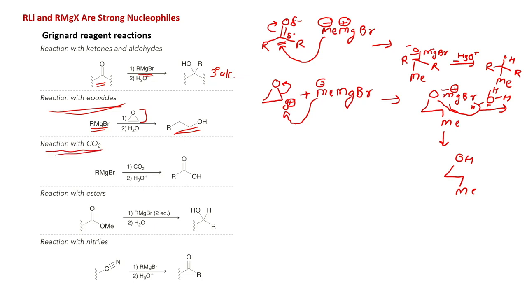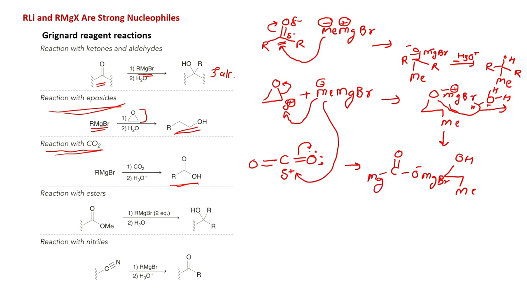When the reaction happens with carbon dioxide, you will get a carboxylic product. So its mechanism is: oxygen will withdraw electrons, creating a partial positive charge here. So again this methyl will react here. It will give you CO negative MgBr, and methyl here. And this will abstract hydrogen from the hydronium ion and this will give you carboxylic acid.